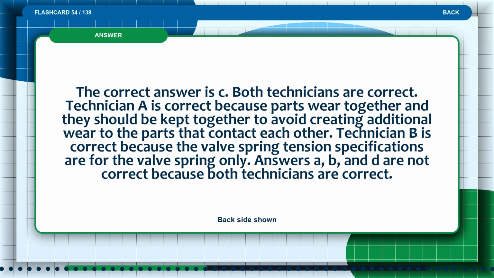The correct answer is C. Both technicians are correct. Technician A is correct because parts wear together and they should be kept together to avoid creating additional wear to the parts that contact each other. Technician B is correct because the valve spring tension specifications are for the valve spring only. Answers A, B, and D are not correct because both technicians are correct.